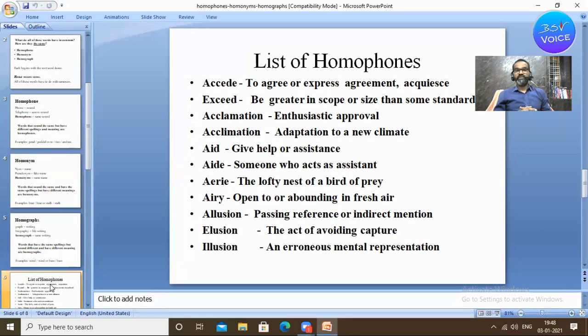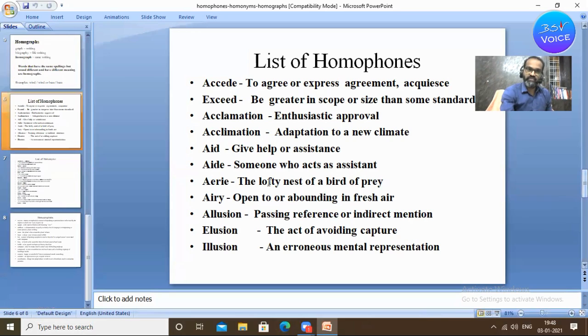All right, as you understand, the spelling is different and the meaning is different, but they sound the same. So that is called a homophone. One more, let us see this. All right, homophone is finished.